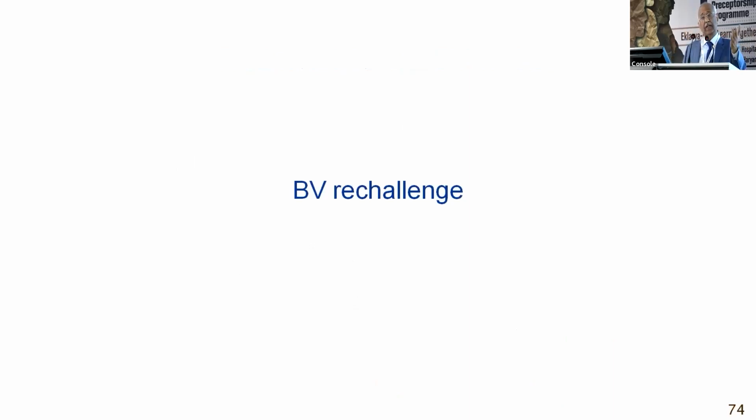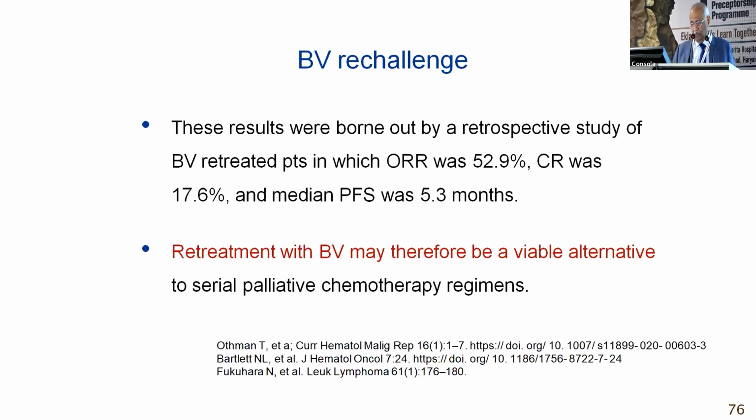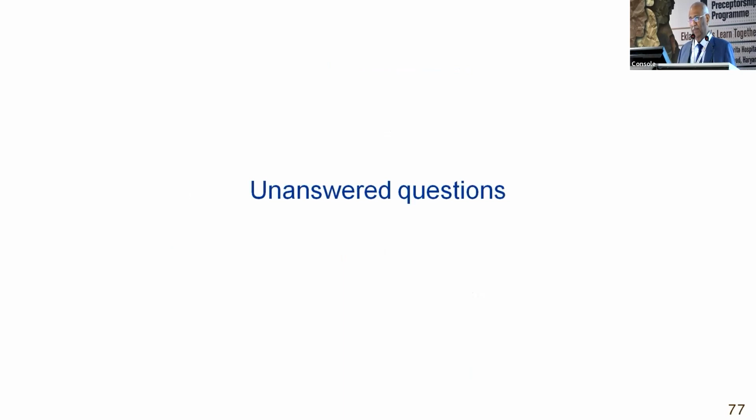If you use brentuximab earlier, as a first line or as a bridge to the transplant, can you use it after the patient relapses? So there is some amount of data on brentuximab being used as a re-challenge later on. And again, without going into too many details, it works. Like rituximab, you can use it repeatedly in various combinations. Re-challenge with brentuximab is possible and it works. So this is a tolerable, effective alternative, with all those references.